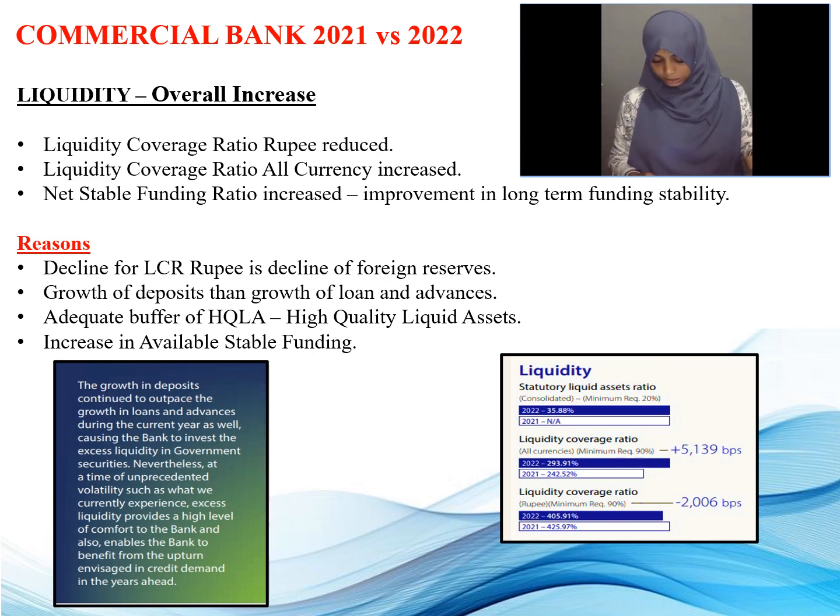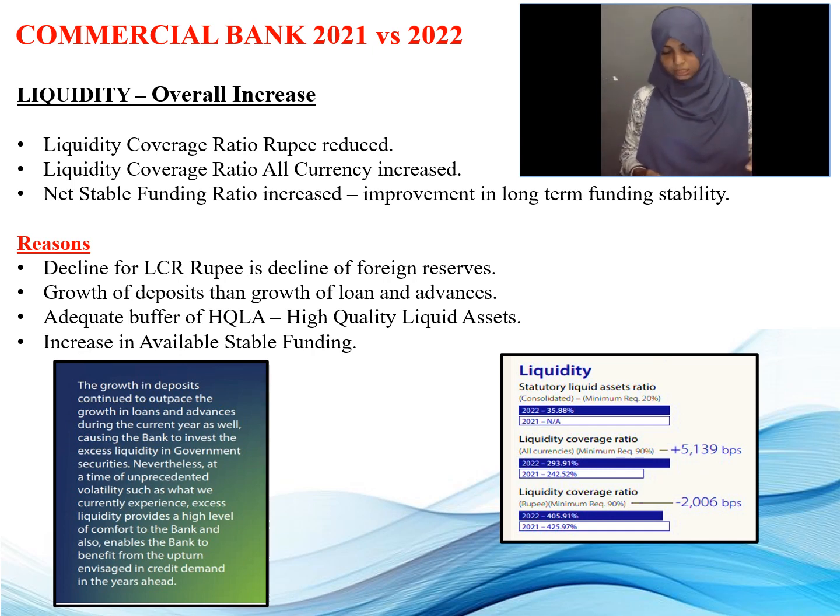And still, the liquidity coverage ratio for all currency has increased. Plus, the net stable funding ratio has also increased, which means there is an overall increase in liquidity. One of the main reasons they state is that the growth of deposits has outpaced the growth of loans and advances. What has happened is they have taken these deposits, invested in government securities, and also generated income from that. Because of this, their liquidity has increased compared to 2021.